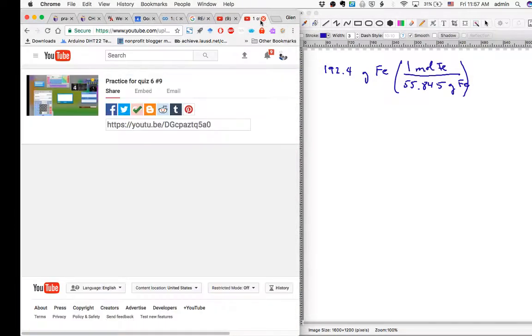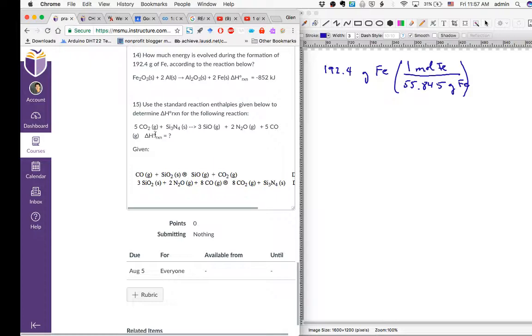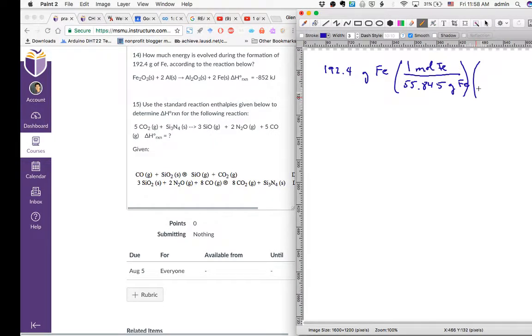Why was that interesting? It was interesting because 2 moles of iron are involved in getting this much energy. I'm going to use that. 2 moles of iron are in the chemical equation, and this much energy is also associated with that chemical equation. So the grams of iron cancel, the moles of iron cancel. I only have kilojoules left.